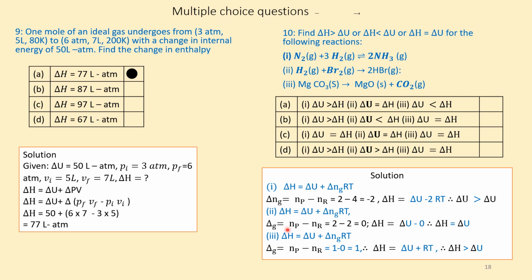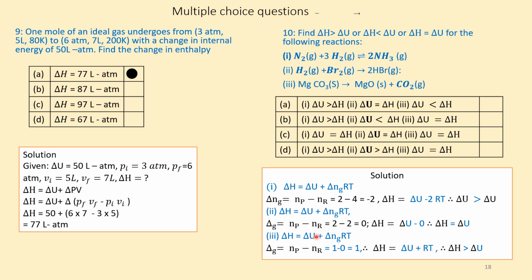For the second reaction, delta Ng is equal to Np minus Nr. Here Np is 2, the coefficient on the product side, and on the left hand side it is 1 plus 1, that is 2. Therefore 2 minus 2 is equal to 0. Hence delta Ng equals 0 and delta H is equal to delta U.